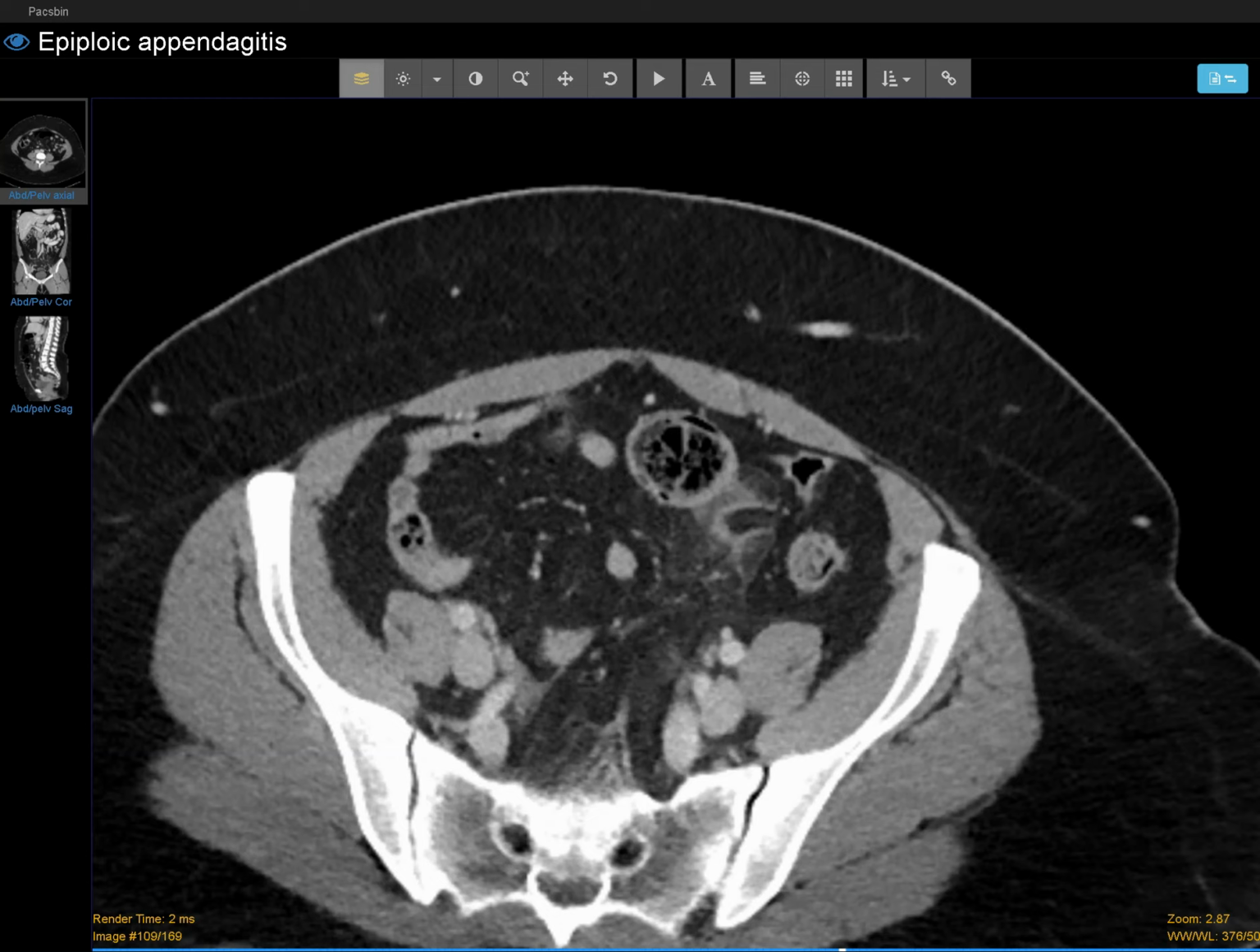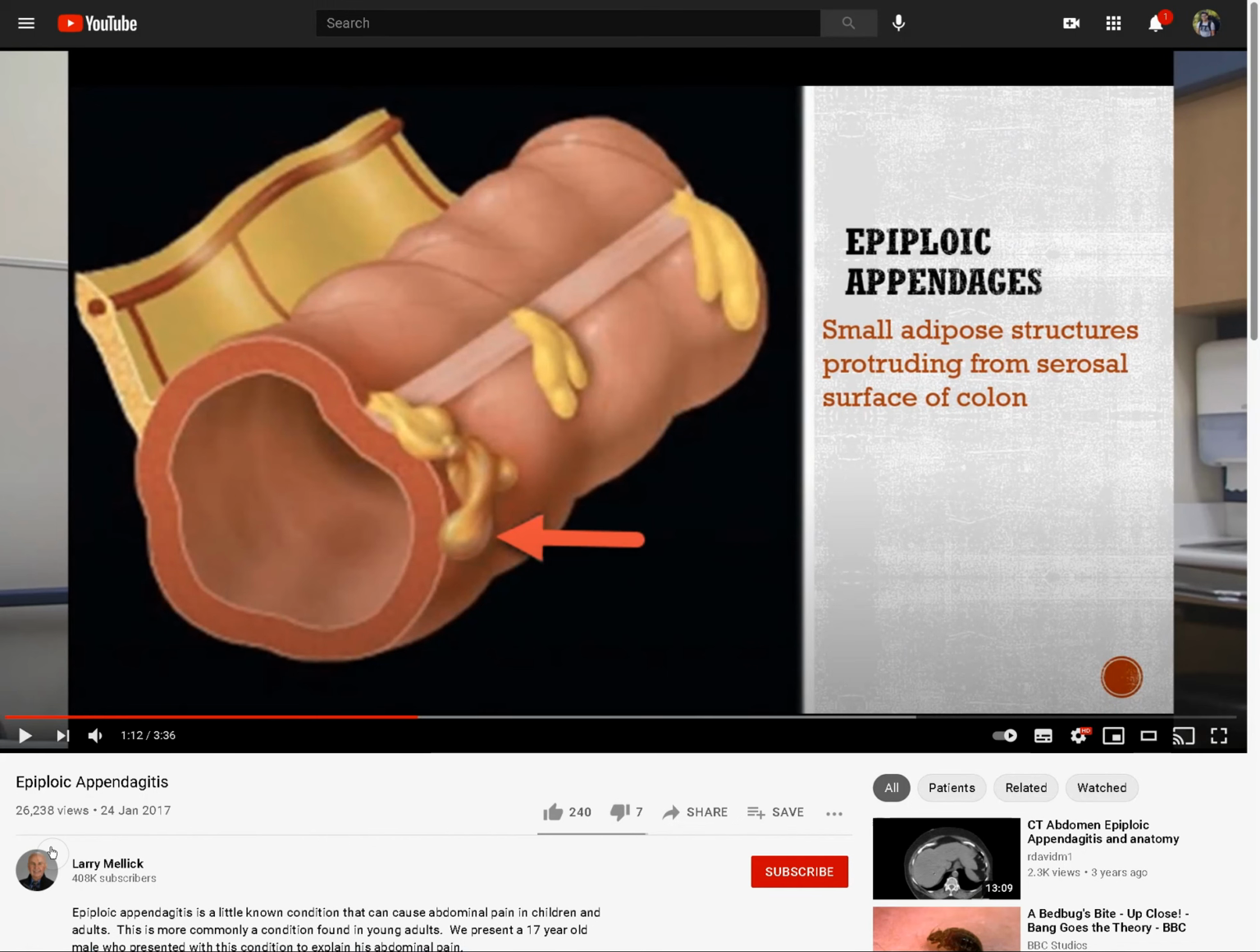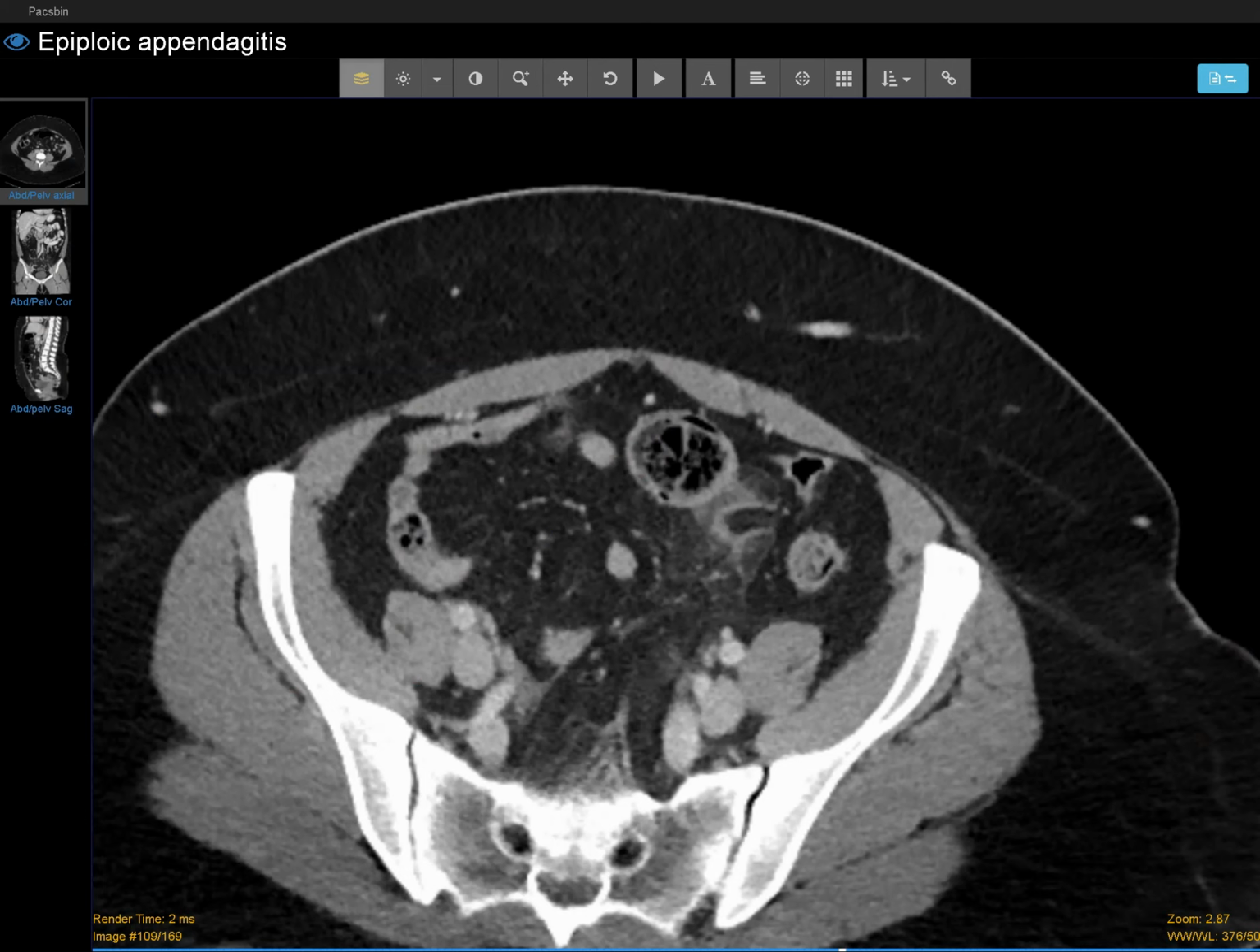What epiploic appendicitis is, there's this one YouTube video I found. The colon has these epiploic appendices on the anti-mesenteric side. Anti-mesenteric just means that the mesenteric side is the side that's attached to the mesentery, where the mesentery and the blood vessels come in. On the opposite side, there are these epiploic appendices, and sometimes they torse on themselves or have, I think, venous occlusion, and that's what leads to epiploic appendicitis.